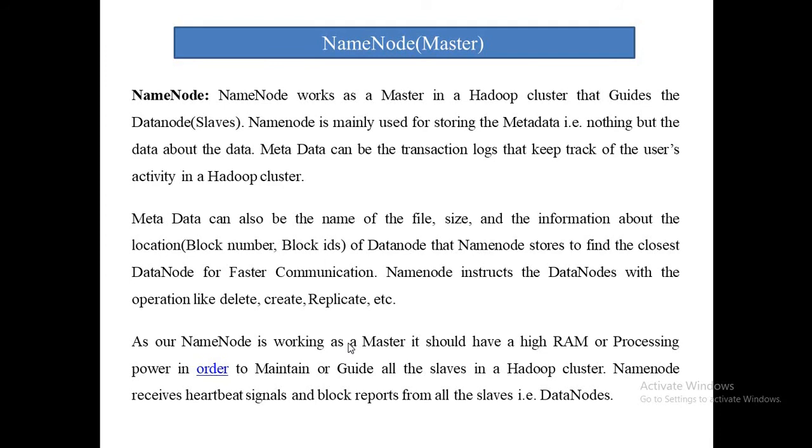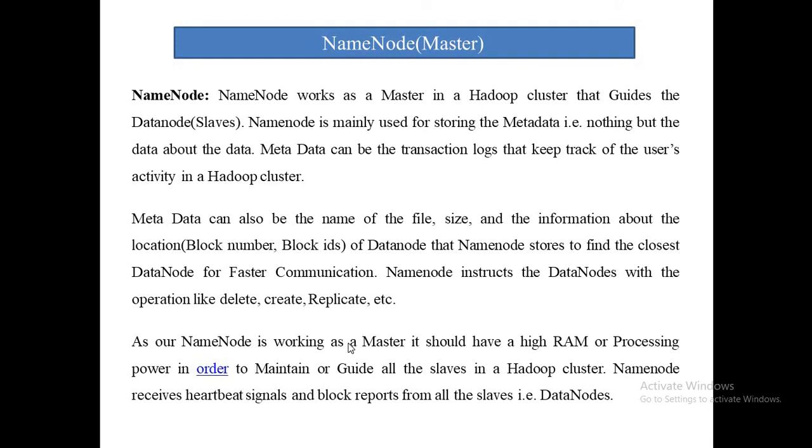So now we are speaking about each cluster that guides the data nodes. Data nodes are nothing but slaves. Name node is mainly used for storing the metadata. Students, you people know what metadata is. Metadata is nothing but data about the data. When you studied data warehouse, we came across metadata. The same metadata is working in the name node also.